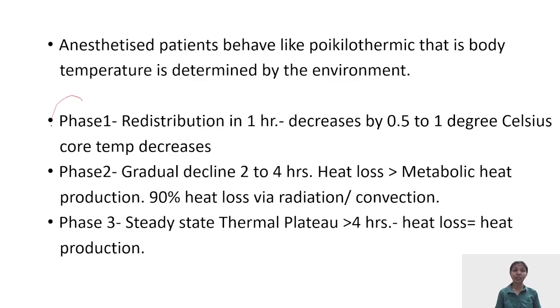You have to remember these 3 stages of heat loss in our body. Phase 1 is the redistribution phase, in which the temperature decreases by 0.5 to 1 degree Celsius. The second is the gradual decline phase, in which the heat loss is more than what is being produced, maximum by radiation and convection. And in phase 3, we eventually have a steady state, that is, a thermal plateau, and the heat loss is equal to the heat production.